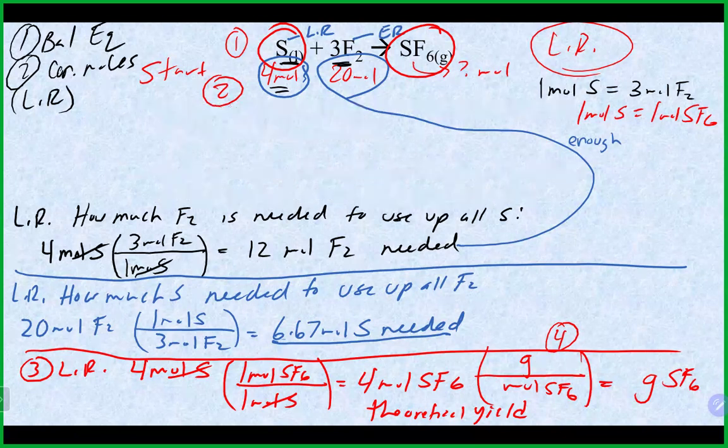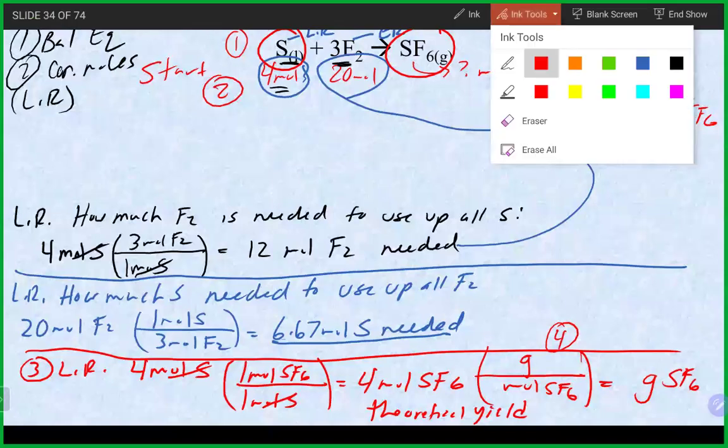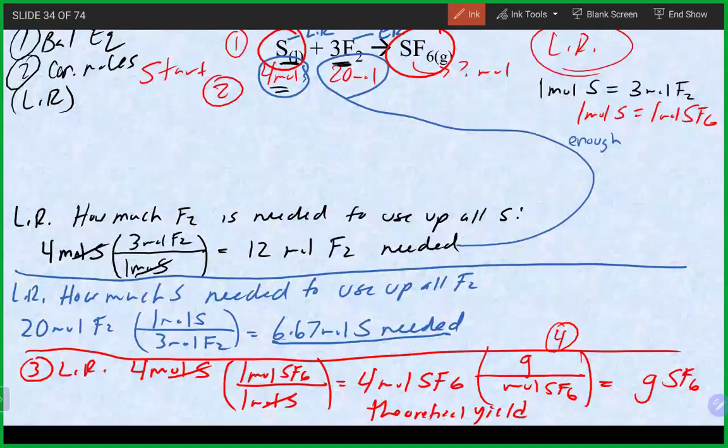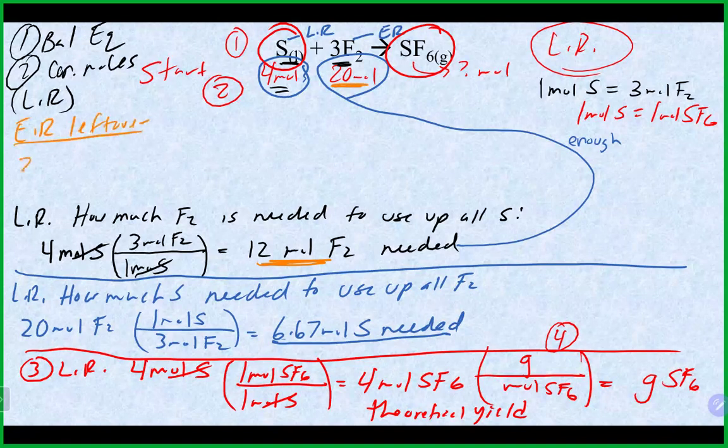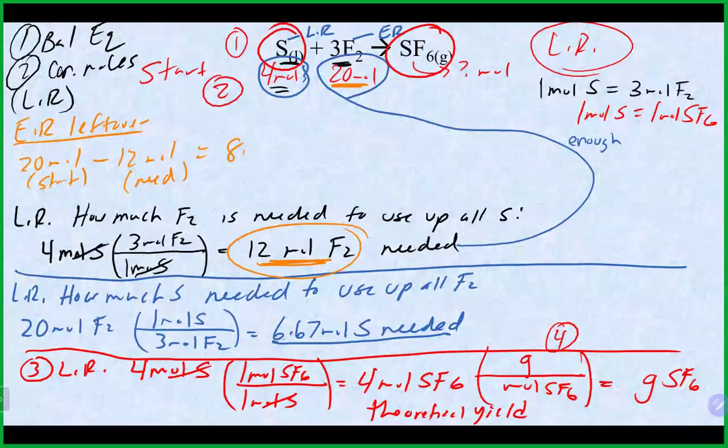Now, the benefit of doing that little calculation to figure out which one's the limiting reagent is this. In a lot of cases, if I wanted to know how much of my excess reagent is left over at this point, I already have that calculation done for me. I don't have to go back and recalculate it because I already figured out that for my excess reagent, I would need 12 moles of it. I started with 20. So my excess reagent left over would be our 20 moles, which is what we started with, minus the 12 moles I need to use. And that'll give me something like 8 moles of my F2 left over.